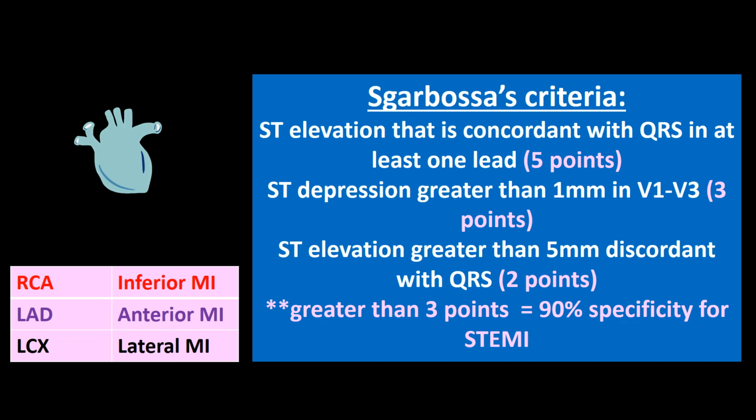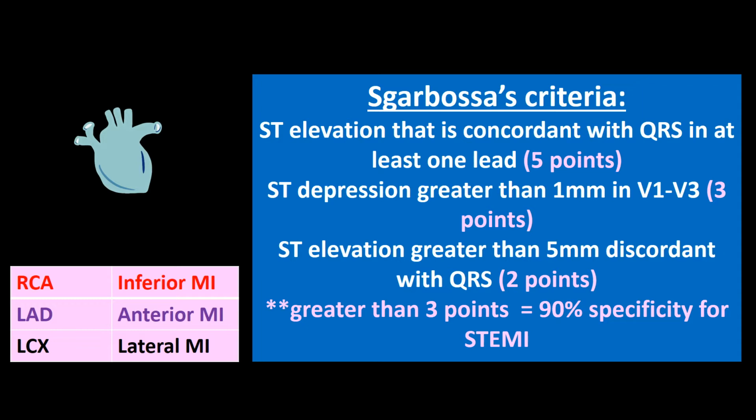Hello, this is high yield cardiology tailored to the emergency medicine shelf exam. Unstable angina is defined as sudden chest pain at rest. Stable angina is defined as chest pain occurring often during activity, which resolves at rest.